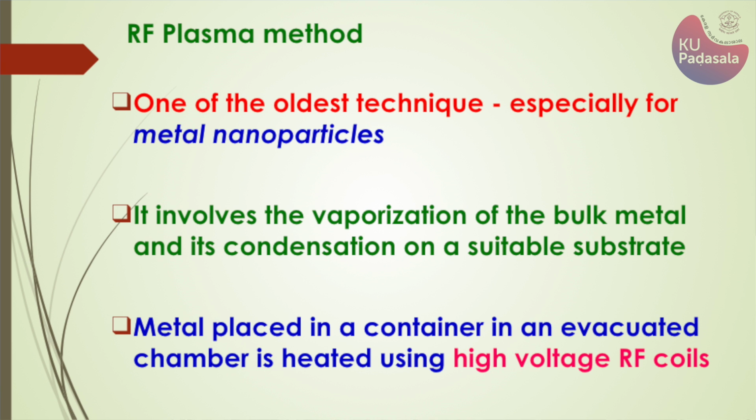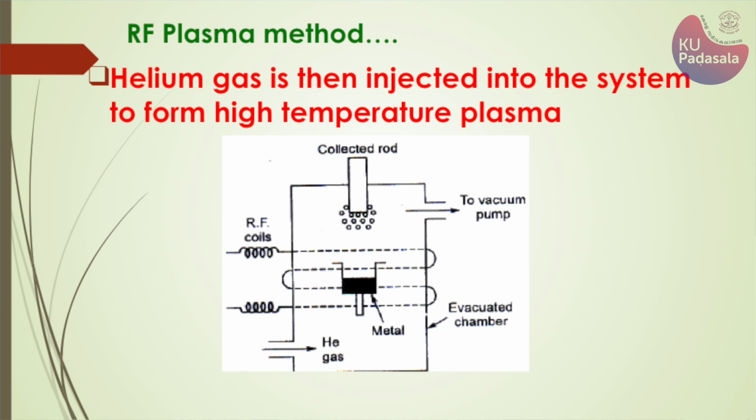Metal placed in a container is placed in an evacuated chamber and is heated using high energy radio frequency coils. Picture represents a diagrammatic illustration of the RF plasma method. Here helium gas is used for the injection into the system to form high temperature plasma.